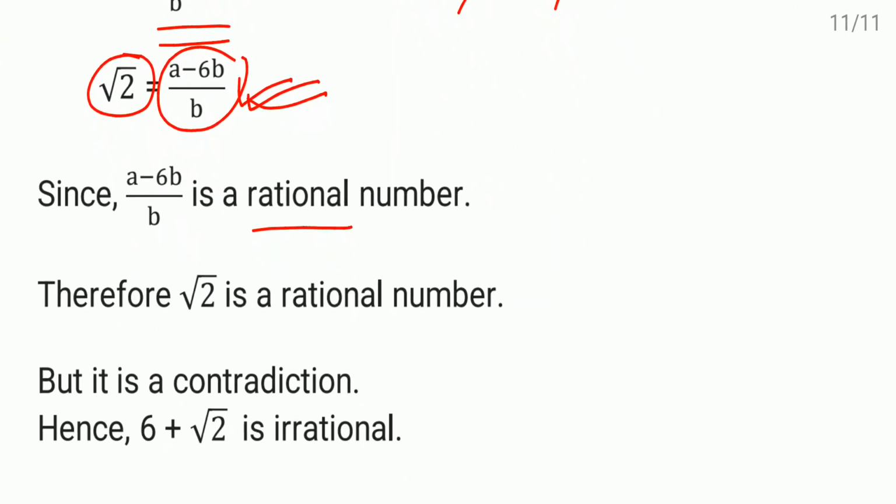Correct? So here root 2 is also rational. But this is a contradiction. This is not true because this is irrational and this is rational. Hence 6 plus root 2 is an irrational number. Right? I hope all of you understood these three sums. Thank you.